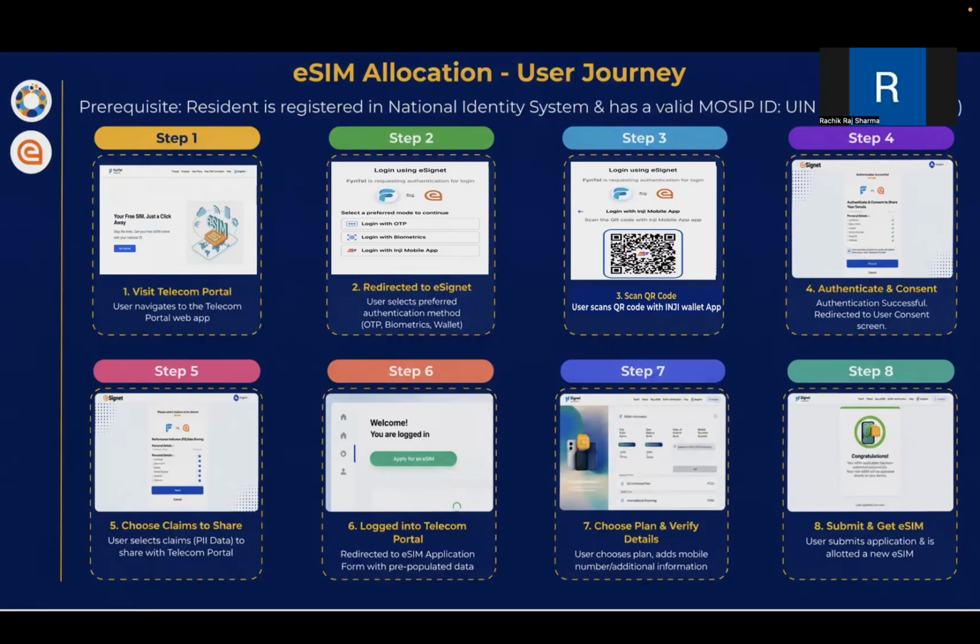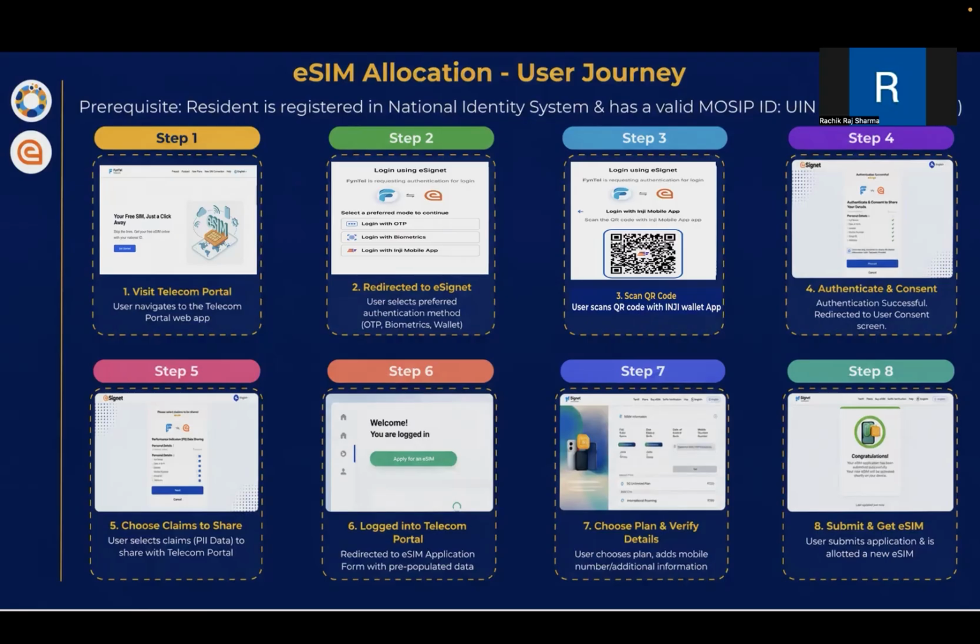Now, let's go through the steps. As a step one, we'll go to the telecom portal. Then the user will be asked to choose which auth factor they want to continue with. Here we'll choose INJI Mobile App as the preferred mode of authentication. Once that is done, a QR code will be shown. The user will scan the QR code using this INJI wallet and they'll do a process over the INJI wallet. We'll see that in the demo.